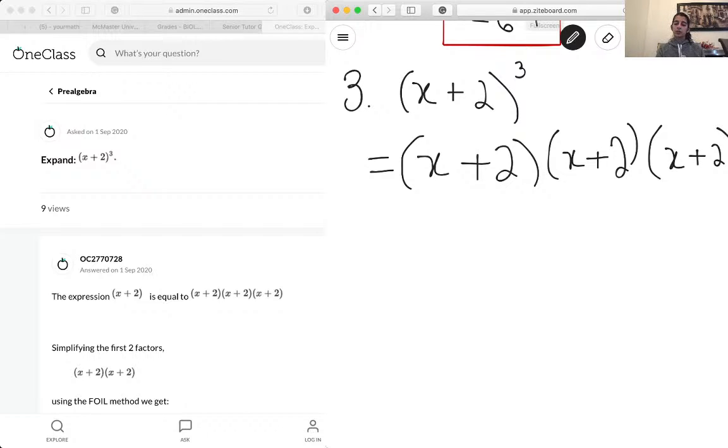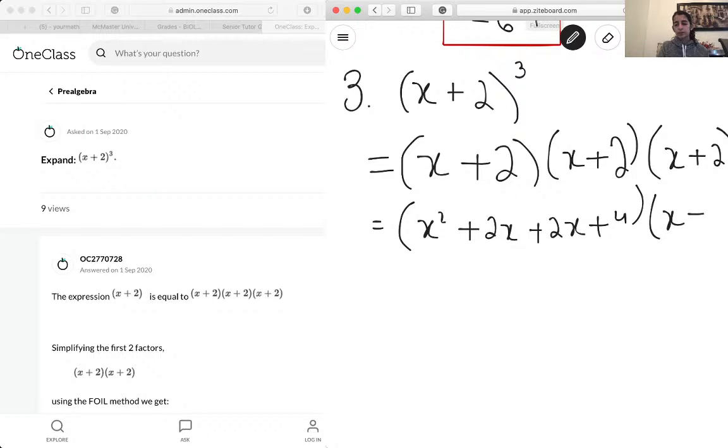And then we can continue on using the FOIL method with just the first 2 brackets. So our answer is going to be x times x is x squared. x times 2 is 2x. 2 times x is 2x. And 2 times 2 is 4. We can further simplify this by adding the common terms. So it's going to equal x squared plus 4x plus 4.